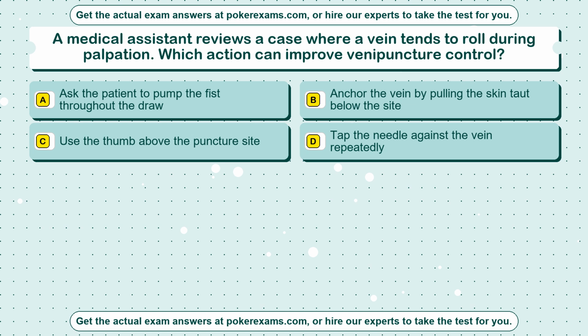Question 52. A medical assistant reviews a case where a vein tends to roll during palpation. Which action can improve venipuncture control? Option A. Ask the patient to pump the fist throughout the draw. Option B. Anchor the vein by pulling the skin taut below the site. Option C. Use the thumb above the puncture site. Option D. Tap the needle against the vein repeatedly.